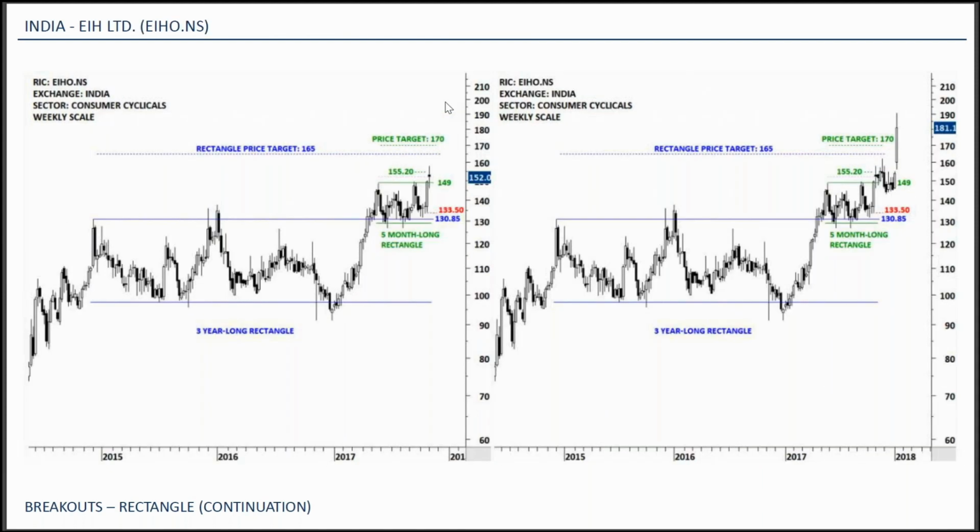This reminds us of the French company. The breakout took place from a 3-year-long rectangle. Resistance became support, and the stock formed another consolidation. And right after that, another breakout took place. With a slight pullback, the stock jumped higher. As I mentioned before, from these types of breakouts, surprises are usually on the upside, and we can expect gap openings or limit up price movements and strong price action following these types of breakouts.